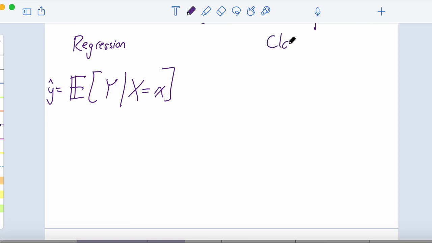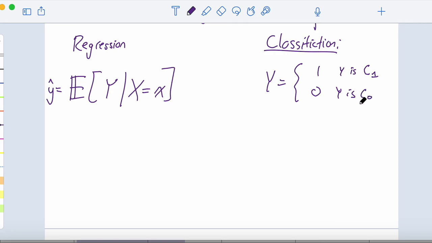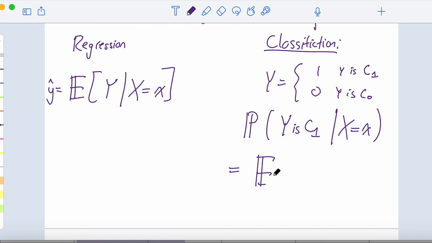And in classification, let's look at a situation where y is equal to 1 if y is in class 1, let's call it C1, and 0 if y is C0. And let's pretend we want to estimate the probability that y is in class 1. Let's look at this probability. This probability is actually an expected value. If you do a probability, that's the expected value of a random variable, which is 1 and 0. This is the same thing as the expected value of the indicator function of y is C1.